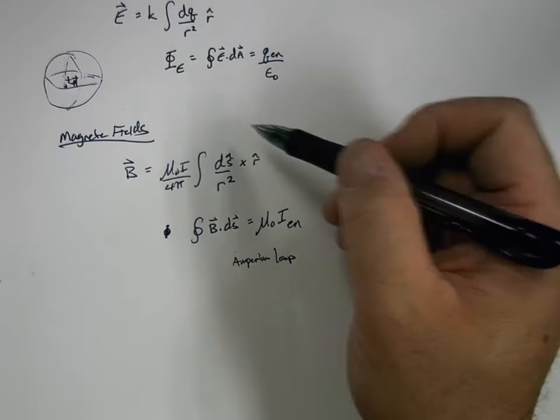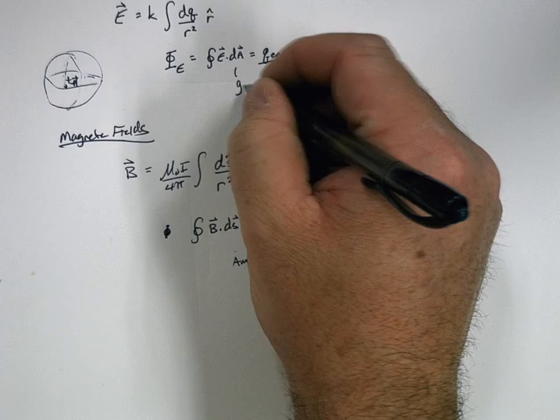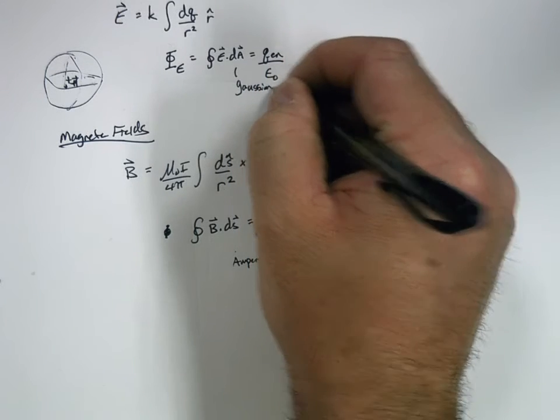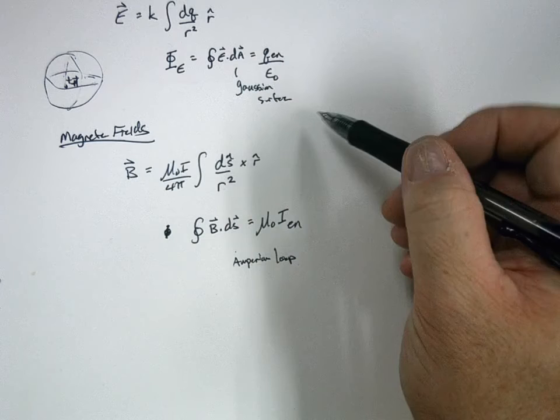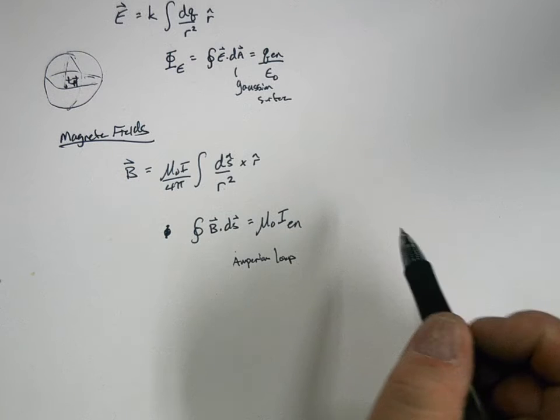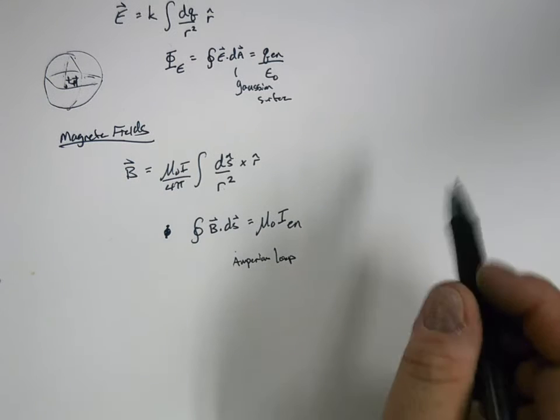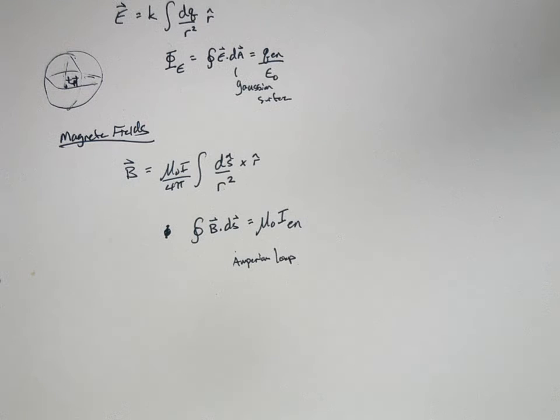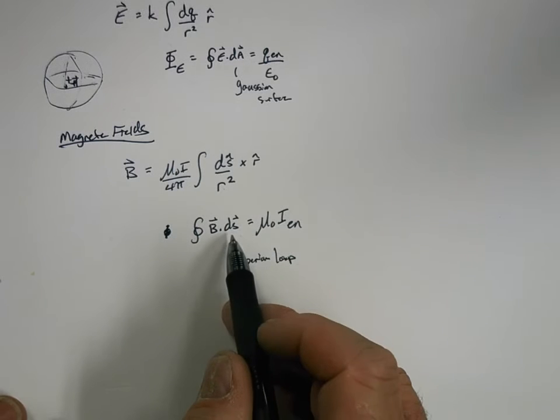Just as we picked a Gaussian surface, we pick an Amperian loop. Now, why just a loop? Is it possible to surround a current with a surface area? You can't really get to the end of the current. You can't enclose the current in something, but you can draw the loop around it. That's the purpose of the Amperian loop.